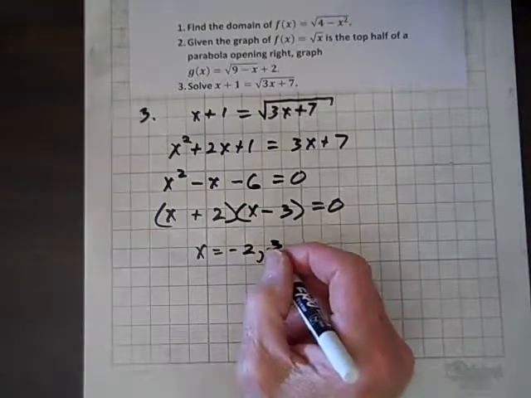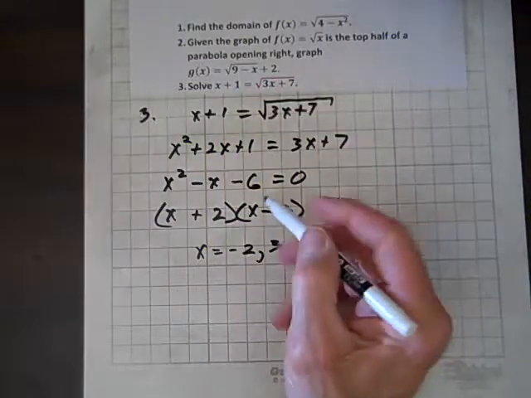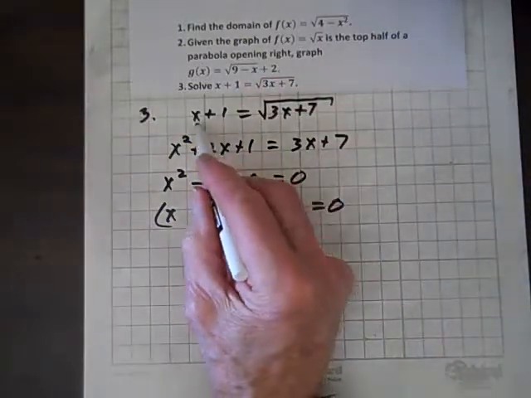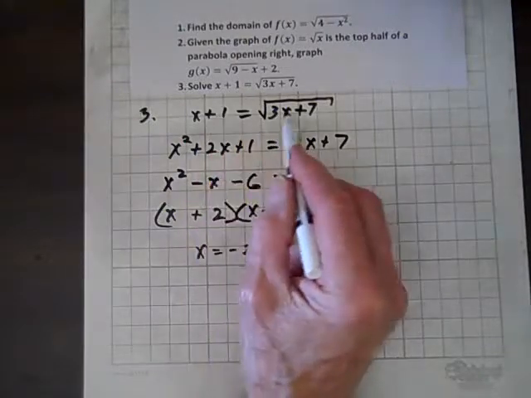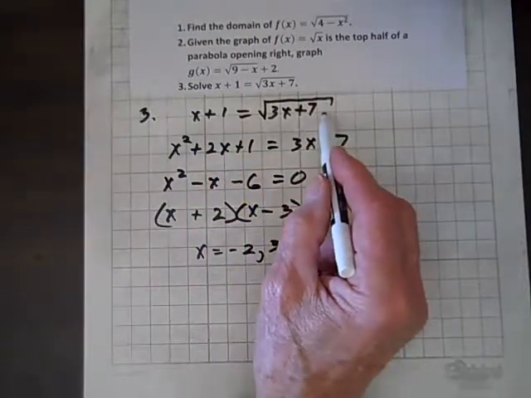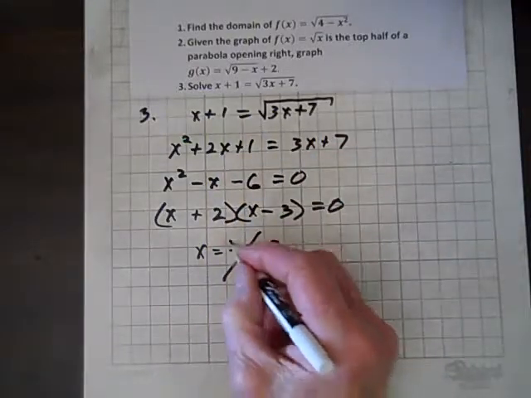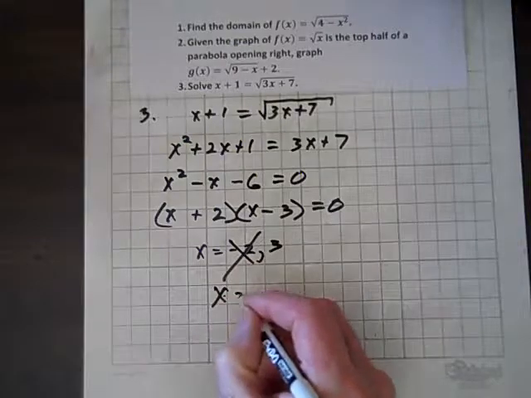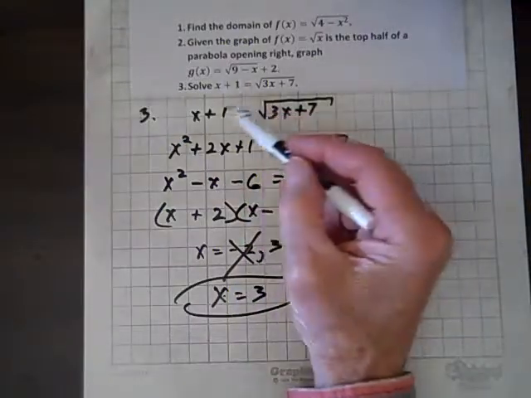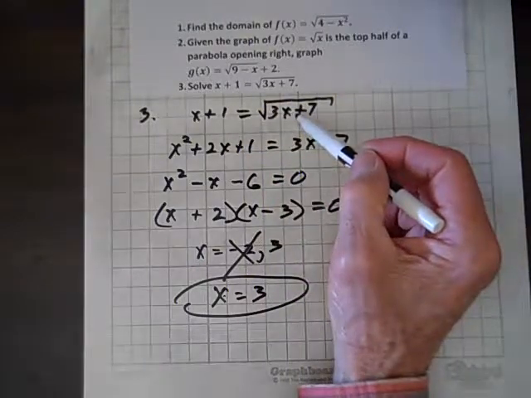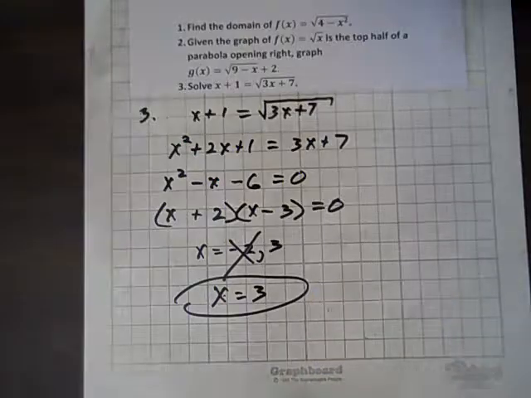Now we've got to check those, because that doesn't mean these are the solutions to what we were given. And notice, if we replace x with -2, we get -2 plus 1 is -1, and the square root of a real number is not going to equal -1, so we'll throw out the -2. So that means x equals 3. And if we replace x with 3, we'll get a 4 here, and we'll get the square root of 16 here, which is 4, so it works. And we're done.